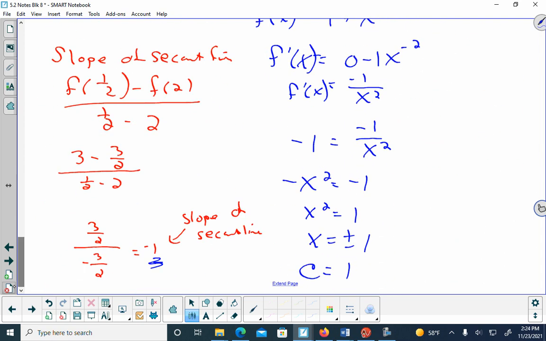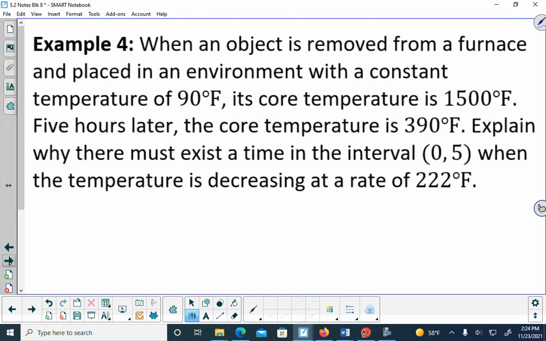This isn't terrible, is it? Easier than the other one. Maybe not. I'll give you a second to read.